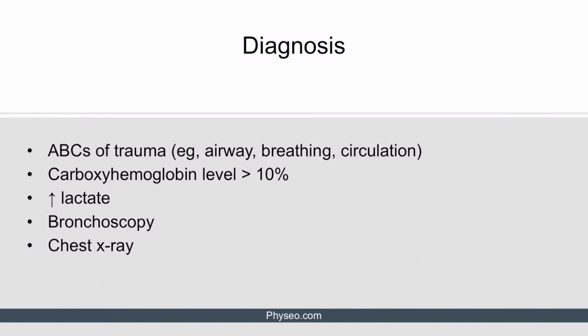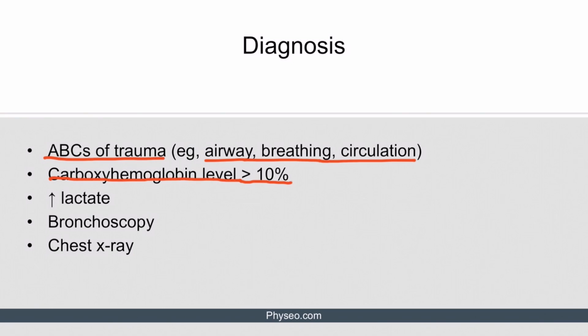As with any trauma patient you'll see in the emergency department, your assessment should begin with evaluating the ABCs of trauma: airway, breathing, and circulation. It's possible that you won't even get past the airway portion of your clinical exam before needing to perform immediate intervention, which we'll discuss on the following slide. As far as diagnostic measures that can confirm your suspected diagnosis, the carboxyhemoglobin level in these patients will be greater than 10%.